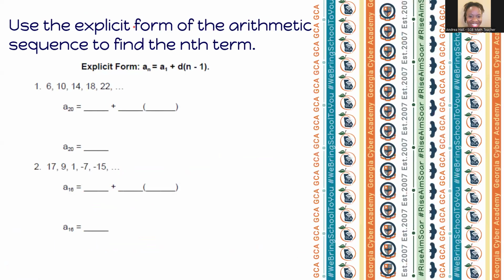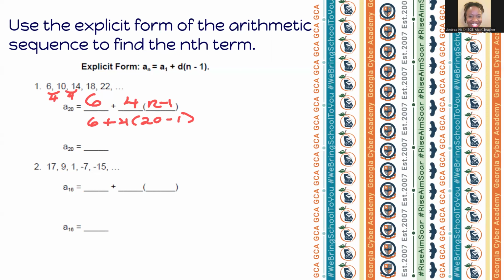All right. Use the explicit form of an arithmetic sequence to find the nth term. So they want you to write the arithmetic sequence. So again, a sub n equals a sub 1, in this case 6, plus d, which is our common difference, in this case 4, parentheses, n minus 1. For a sub 20, I would plug in 20 for n. So I'd say 6 plus 4, parentheses, 20 minus 1.